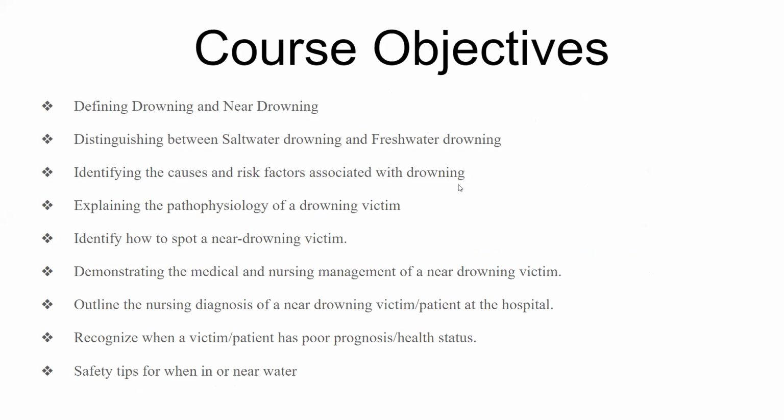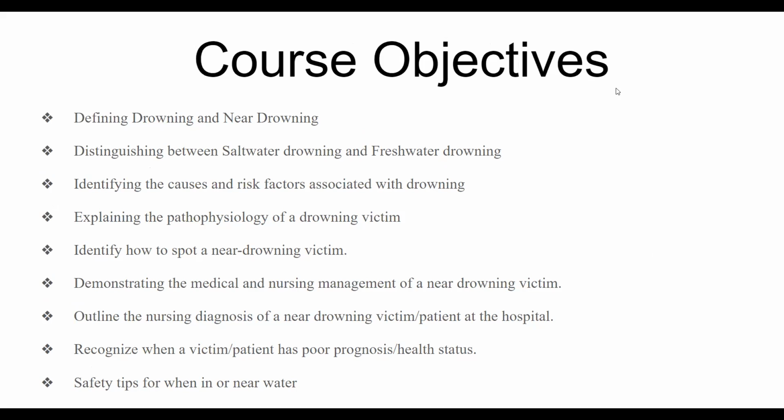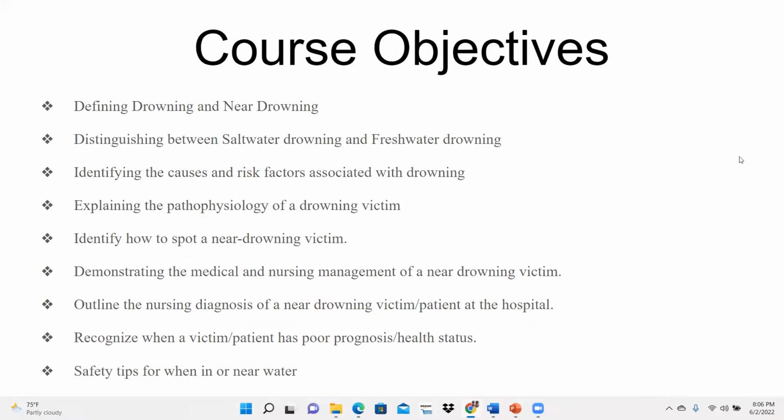The course objectives we'll be covering today are defining drowning and near drowning, distinguishing between saltwater drowning and freshwater drowning, identifying the causes and risk factors associated with drowning, explaining the pathophysiology of a drowning victim, identifying how to spot a near drowning victim, demonstrating the medical and nursing management of a near drowning victim, outlining the nursing diagnosis of a near drowning victim or patient at the hospital, recognizing when a victim or patient has poor prognosis or health status, and safety tips for when in or near water.